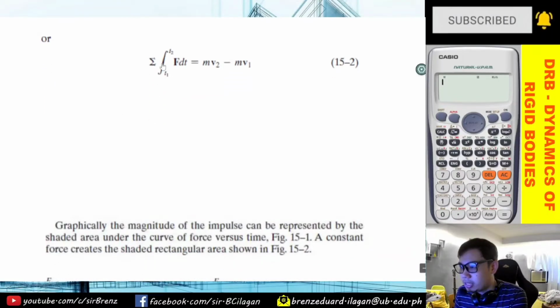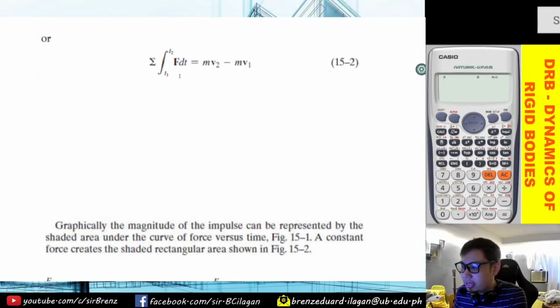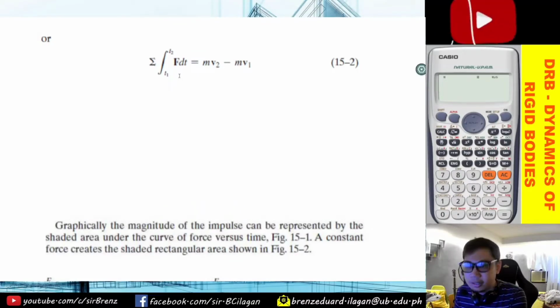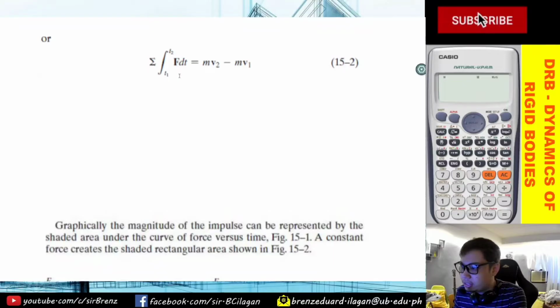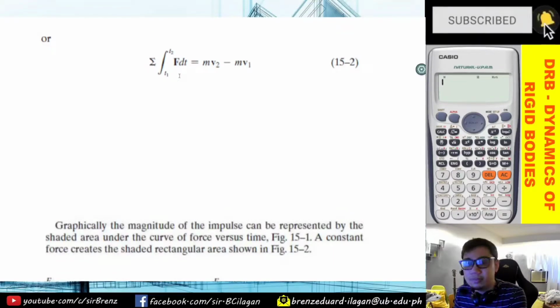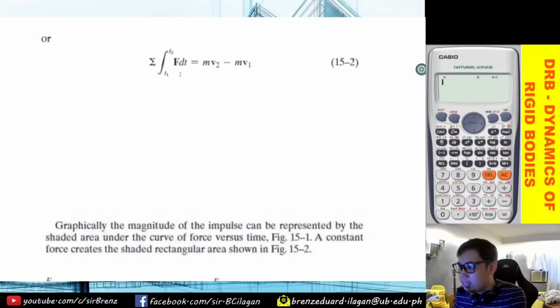Okay, so I will just discuss about this formula. So this equation, as shown in the presentation, is referred to as the principle of linear impulse and momentum. So this is from the derivation. It can be seen that it is simply a time integration of the equation of motion.